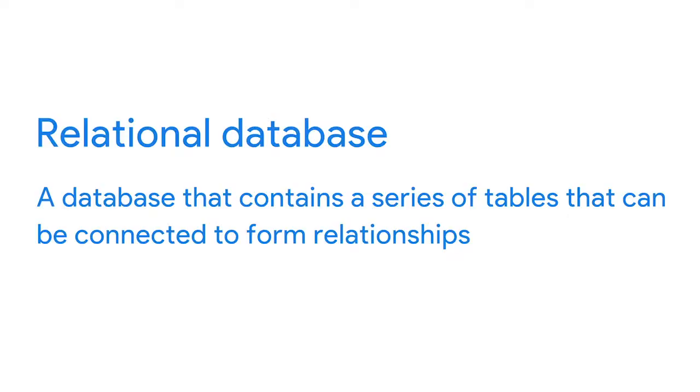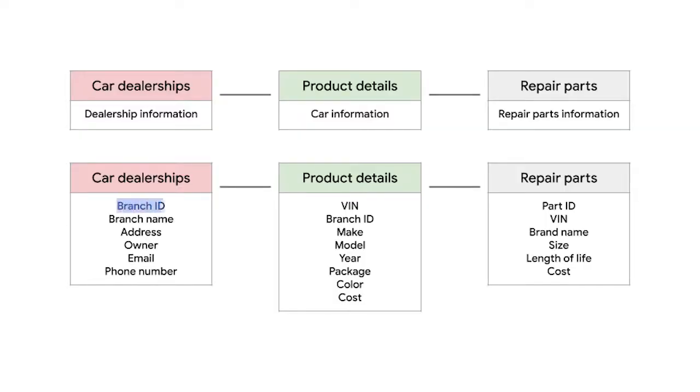A relational database is a database that contains a series of tables that can be connected to form relationships. For two tables to have a relationship, one or more of the same fields must exist inside both tables. For example, here, branch ID exists in this table and this one. If a field exists within both tables, we can use it to connect the tables together.